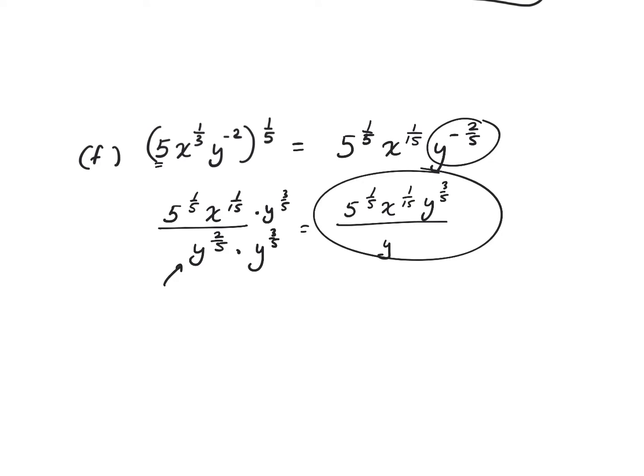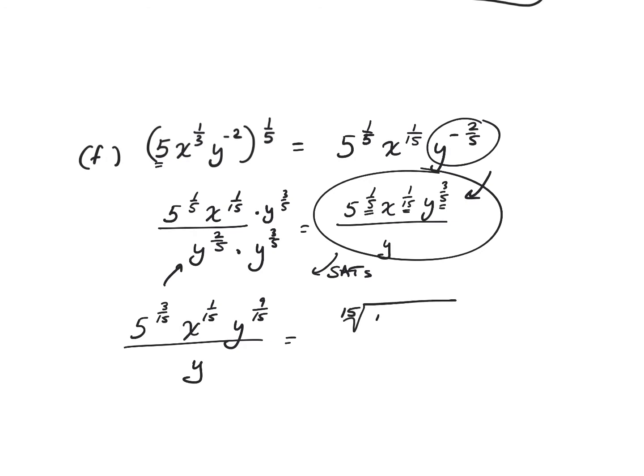You could leave that as an answer, but if you wanted to get more on the level of the SATs, you're going to want to be able to convert that all into one radical. To do that, I just have to look at the denominators. I need common denominators in my exponents, and the common denominator would be 15. So 1/5 would turn into 5 to the 3/15, and this is going to stay x to the 1/15. And then y, if I want to turn it to 15, I multiply top and bottom by 3, and I get 9/15. Divide that whole expression by y, and it's the 15th root of 5 to the third power.